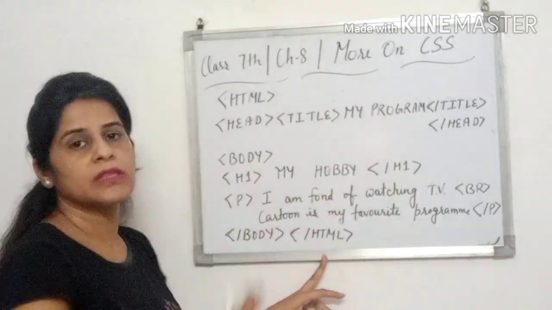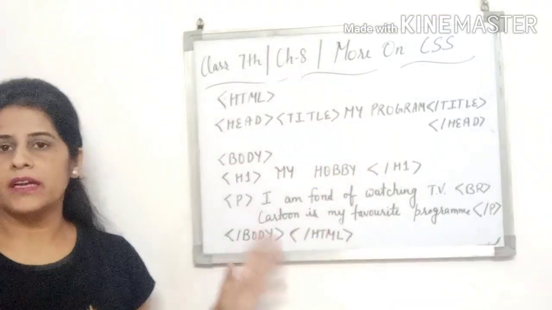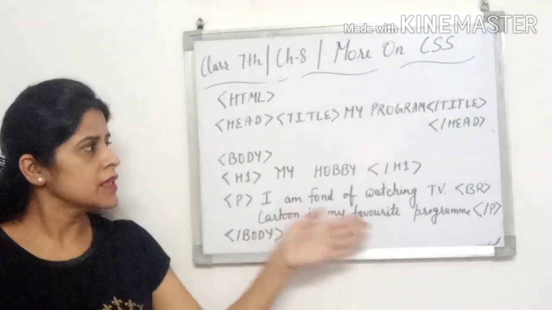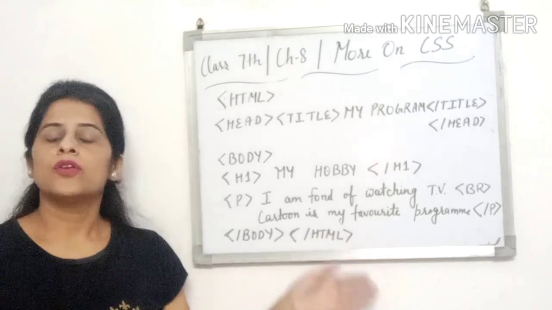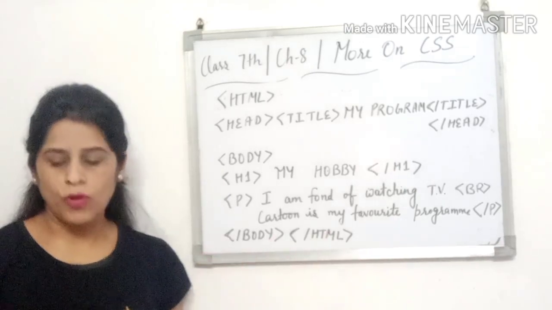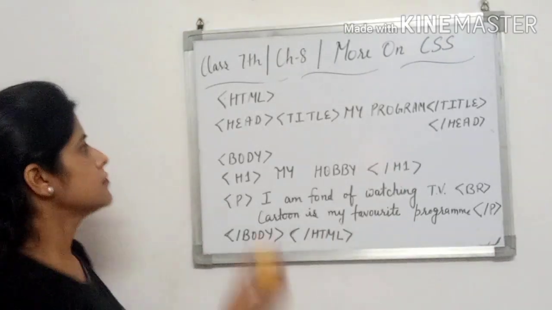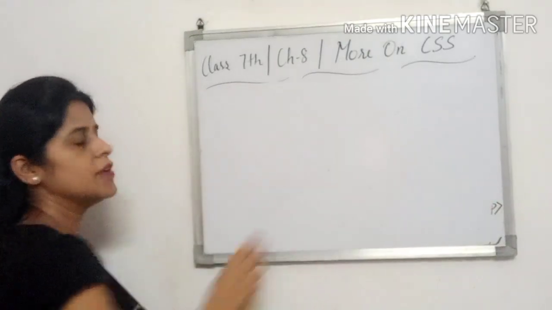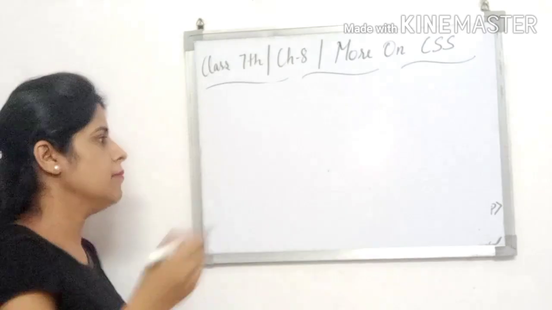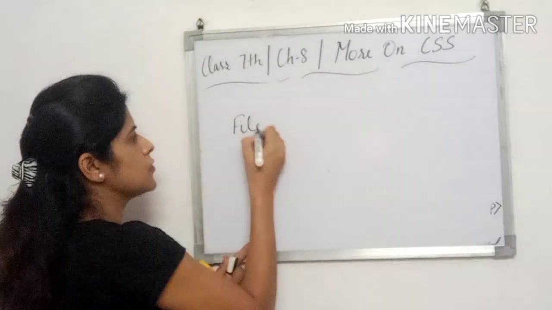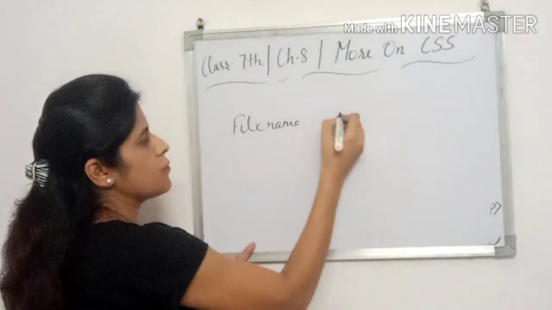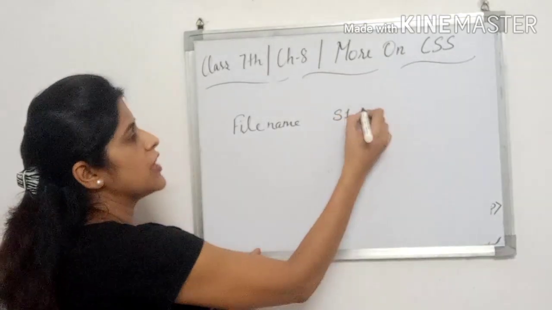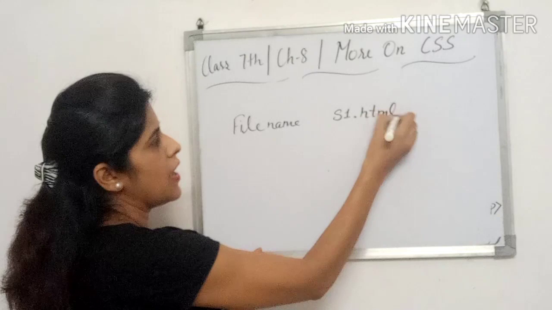This is all about the basic program, and you have to write this HTML program in Notepad. When you have written this in Notepad, then you have to save this program. How can you save this program? When you click on save, it will ask you the file name. Whatever name you want to give, suppose I want to give the name S1. Then S1, and you have to give the extension .html.